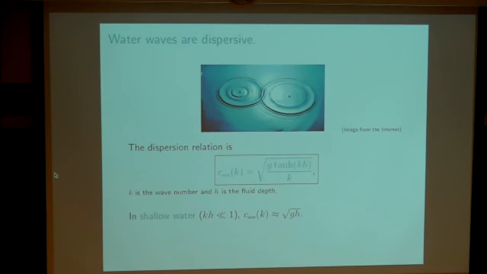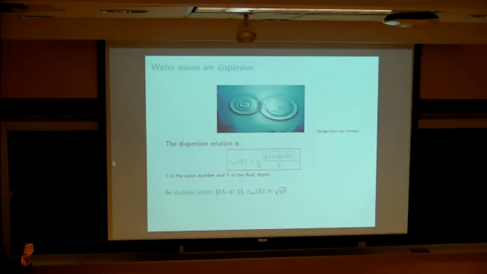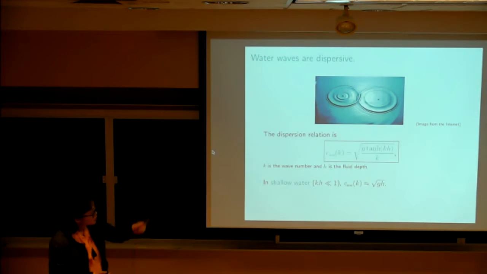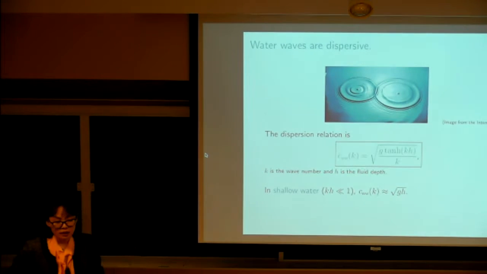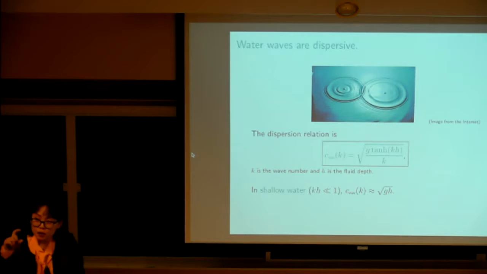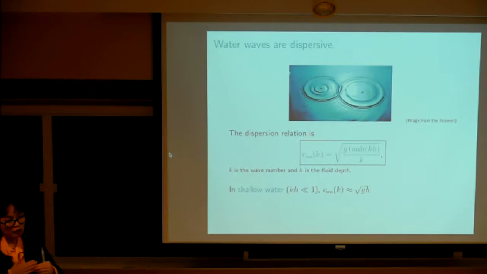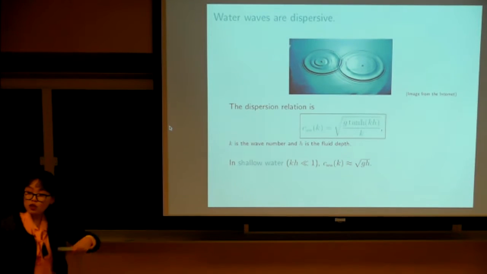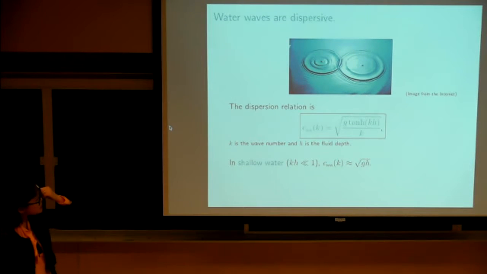And this is dispersion. And more precisely, the phase speed of wave number k is given by this formula in the box. And here g is again the gravity constant and h is the water depth. Now, for relatively shallow water, therefore relatively long waves, so that k times h is small, then in such a shallow water limit, this phase speed approaches the limiting value square root of gh.